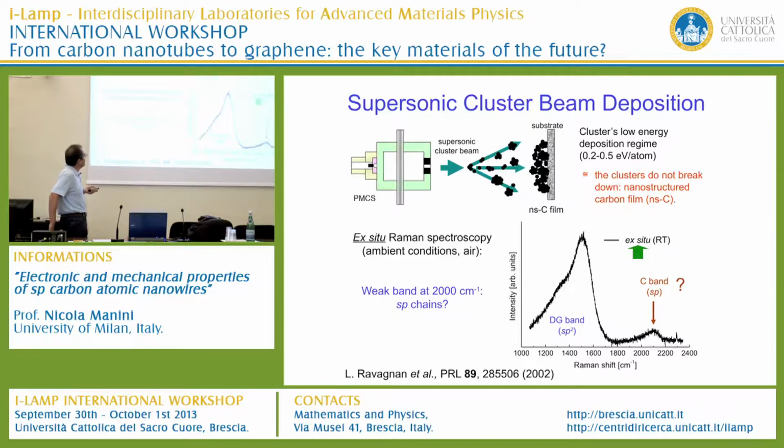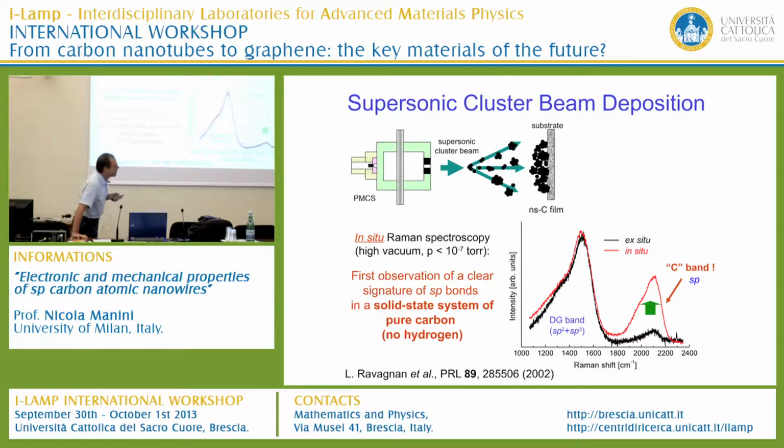And indeed, in the Raman characterization of those spectra, they could see some peak here at around 2000 centimeters to the minus 1, which they were inclined to interpret in terms of these sp chains. So they carried out further investigation starting from about 2002, and they discovered that if they could run in situ experiments rather than taking the sample out into air, this so-called C band is much stronger than otherwise.